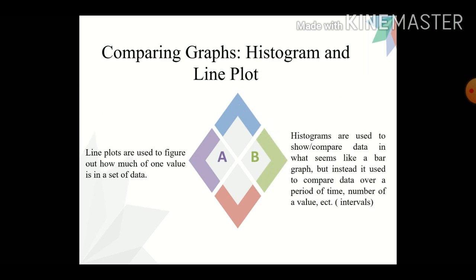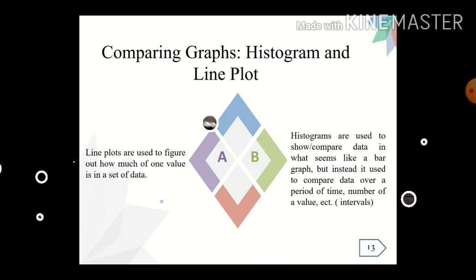Comparing histogram and line plot. Line plots are used to figure out how much of one value is in a set of data. Histograms are used to show or compare data in what seems like a bar graph, but instead are used to compare data over a period of time, showing the number of values at this interval.